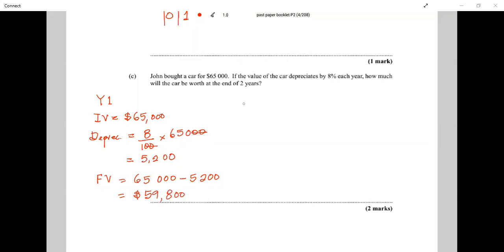Now year 2, the initial value is $59,800. So in other words, the value of the vehicle at the end of year 1 is the same value of the vehicle at the start of year 2. Now the final value.